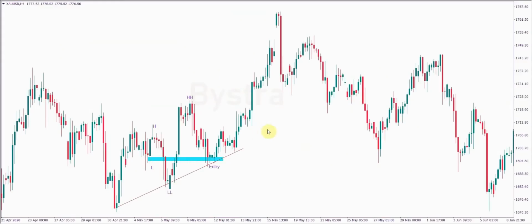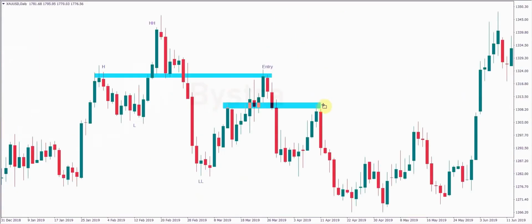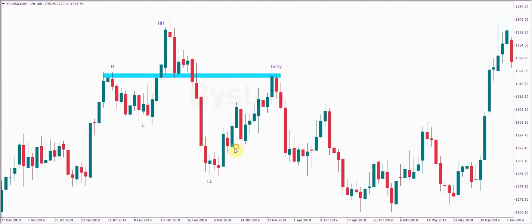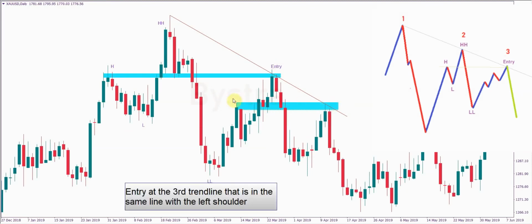Okay, all right, this is how it looks like. And this is QM. Okay, we have low, high, lower low, higher high, and we also have a trend line in here. Entry is on the third trend line. And here's another example. We notice here we have another QM. This time we have a trend line over here. Okay, so this is the example of QM continuation. We have high, low, higher high, lower low, entry at the third trend line, and this must be in the same line with the left shoulder.